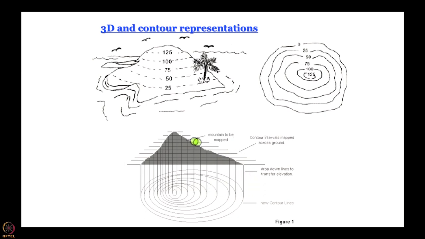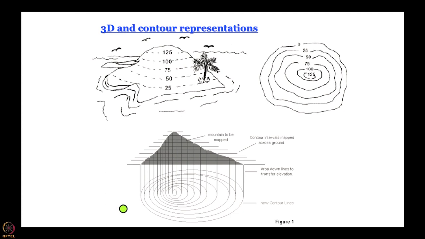Okay? So, essentially what you do is you take a section and you drop perpendiculars, and then you join all the points that you get. These are the contour lines. Contour lines denote the same height. We are going to demonstrate with wave functions shortly.